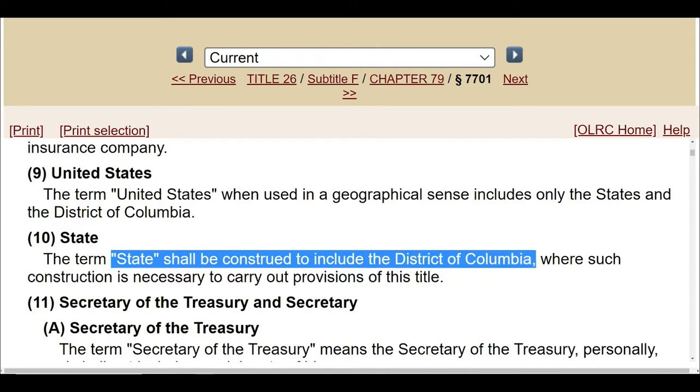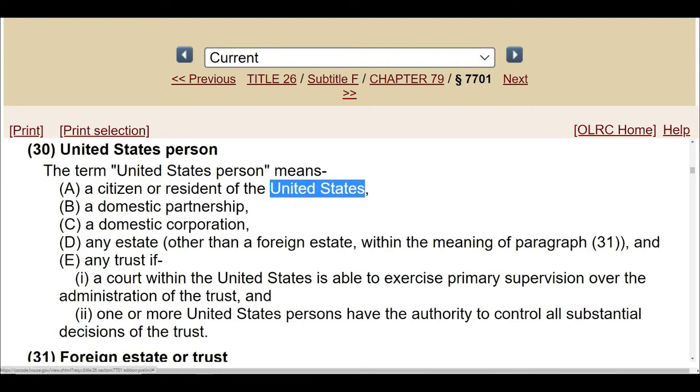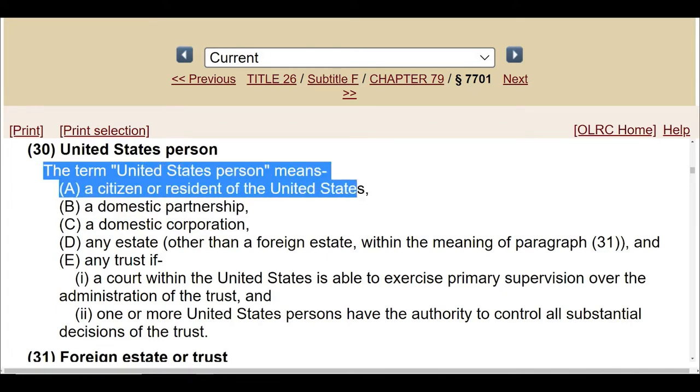Well, it does not include the 50 states, folks, and I will show you. In 7701(a)(30), United States person also means a citizen or resident of D.C. That United States is D.C., not the 50 states.